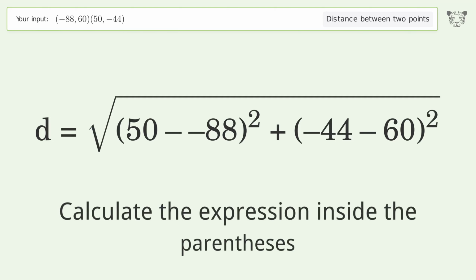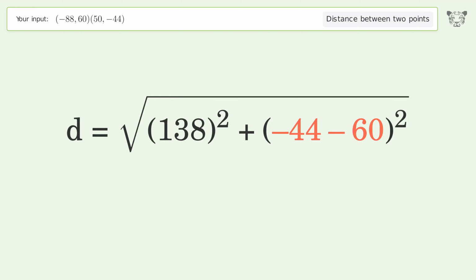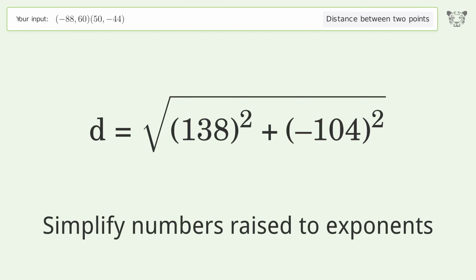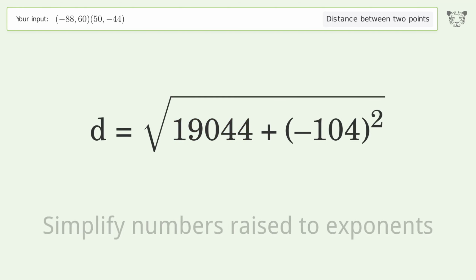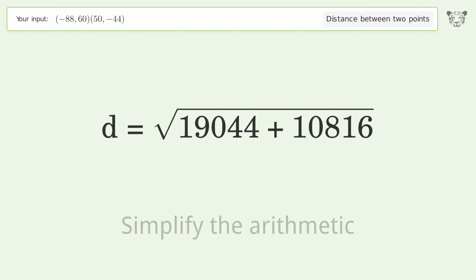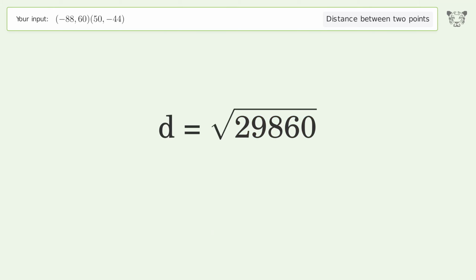Calculate the expression inside the parentheses. Simplify numbers raised to exponents. Simplify the arithmetic. And so the distance between the 2 points is the square root of 29,860, or 172.8.